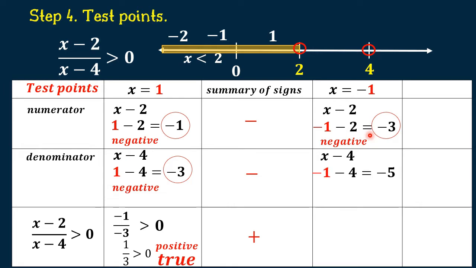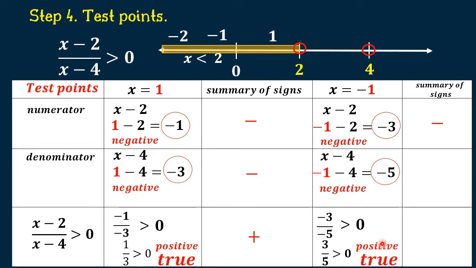When we plug in to denominator, negative 1 minus 4, that is equal to negative 5. So, the result is still negative. And if we combine numerator and denominator, we have negative 3 divided by negative 5, which is greater than 0. Take note, negative divided by negative is positive. So, we have positive 3/5 greater than 0. So, the result is positive, and that is true.